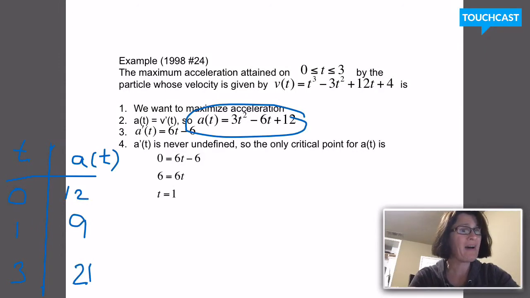So I've plugged in all the possible locations for the absolute maximum, 0, 1, and 3. I found 3 possible accelerations, and the maximum is going to be the one that is the biggest. So I would say that the maximum acceleration on the interval 0 to 3 is 21.